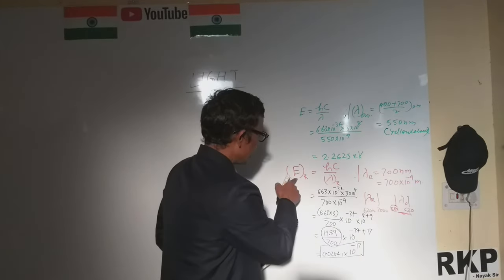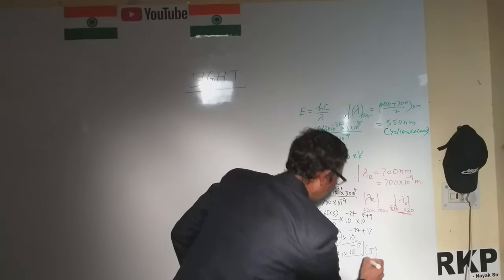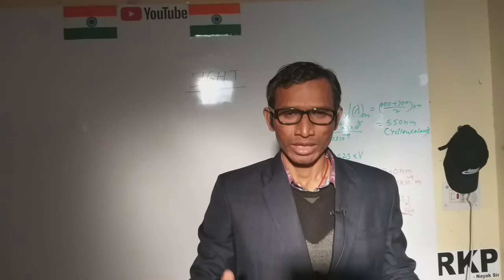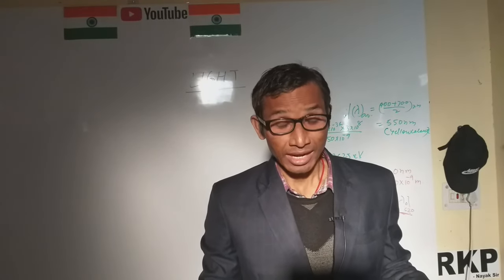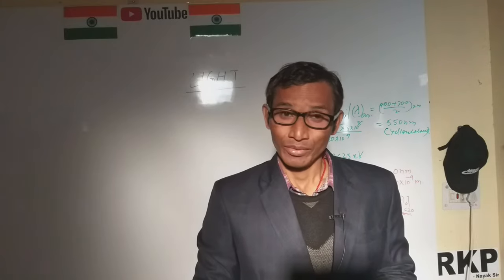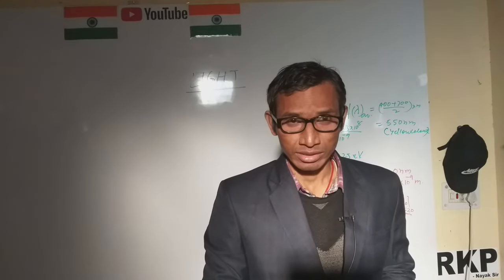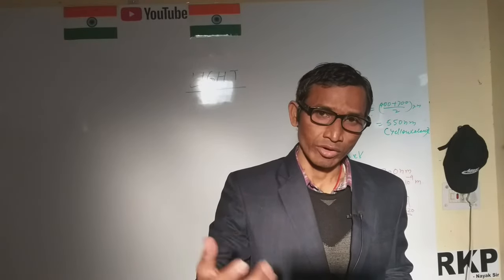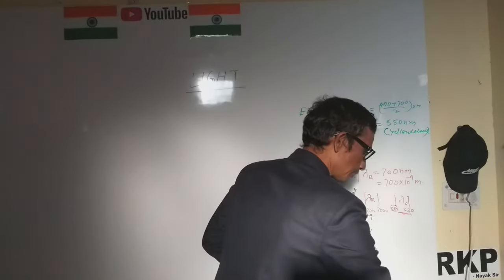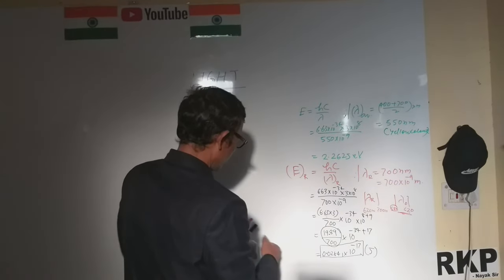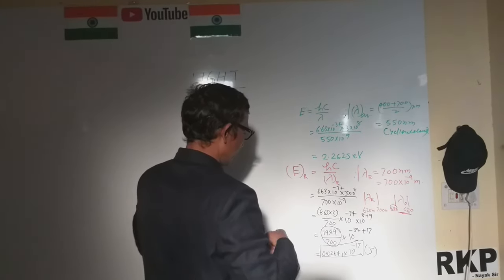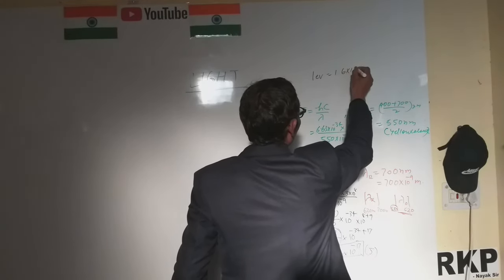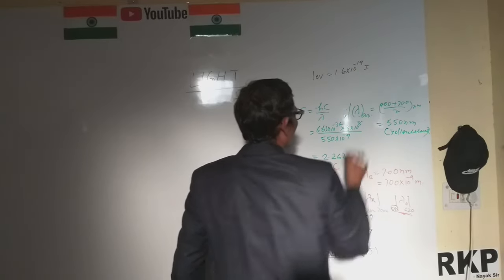This is energy. Energy is measured in joules. But always remember, when we study the dual nature of light, like sunlight, we use the unit electron volt. So we convert joules into electron volts. Let's convert this one. One electron volt equals 1.6 into 10 to the power minus 19 joule.